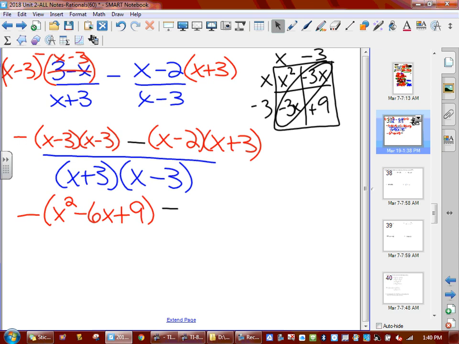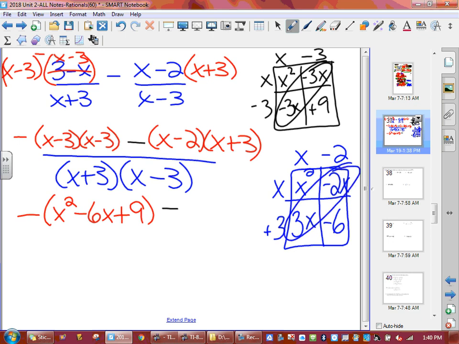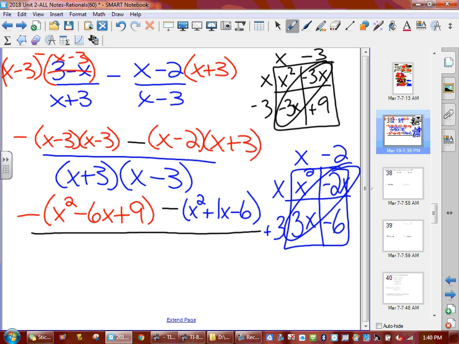Now I have to FOIL this one. So I'm going to area box the one on the right. I have x minus 2 and x plus 3. So I get x squared minus 2x, positive 3x, minus 6. Those are the like terms. So we're going to have x squared plus 1x minus 6 in that bracket, all on top of our lovely common denominator, (x plus 3)(x minus 3).